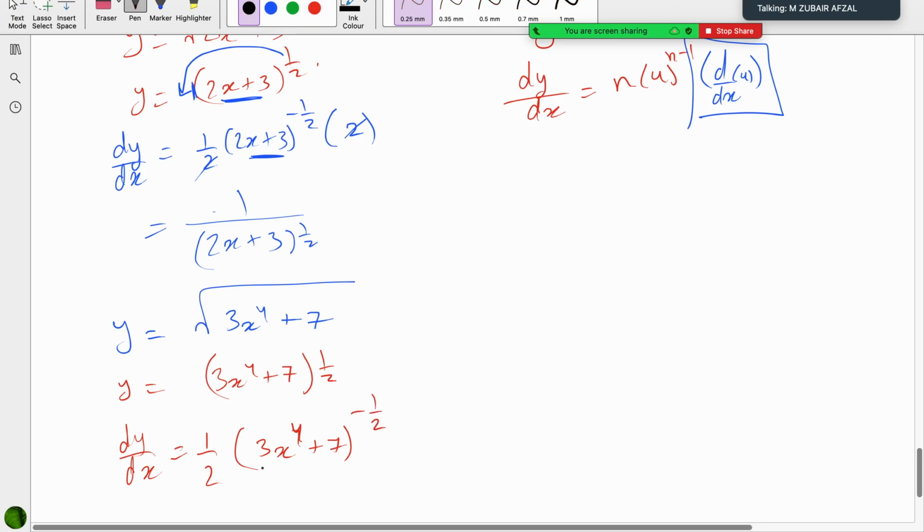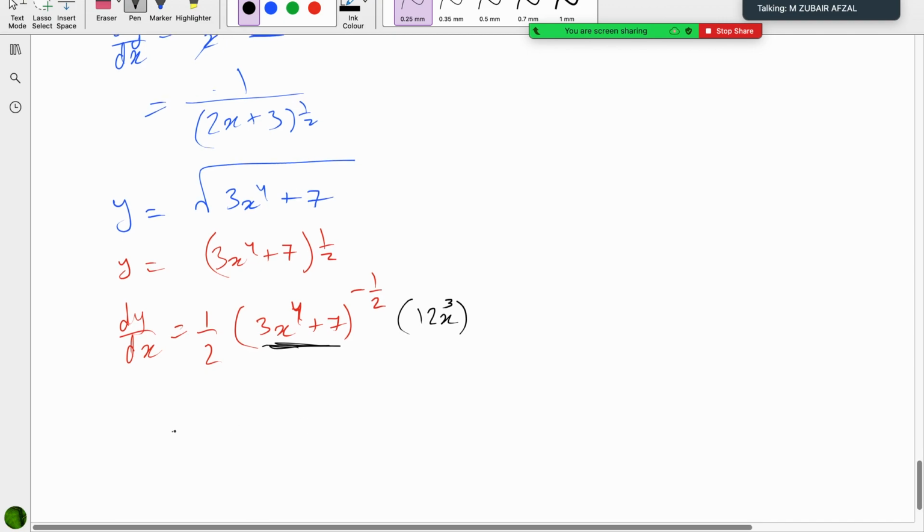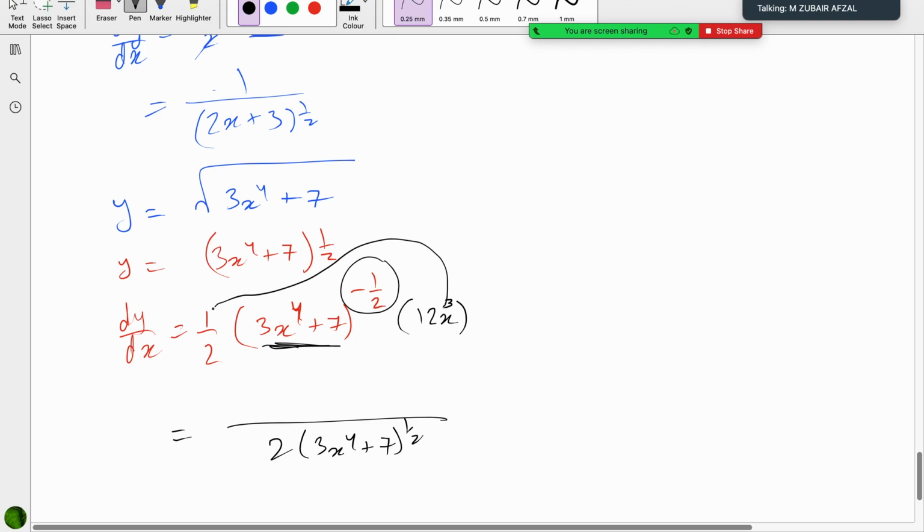Now next step is differentiate this bracket, which would become 12x. So multiply it with 12x. 4 3 times is 12x cube. This is your power. Further simplification would consider bringing this negative power down to make it positive, that is 3x4 plus 7 raised to the power 1 by 2, and multiplying this 12 with this 1. This is 12x cube. Furthermore, 2 1 times, 2 6 times. So 6x cube over square root of 3x4 plus 7.